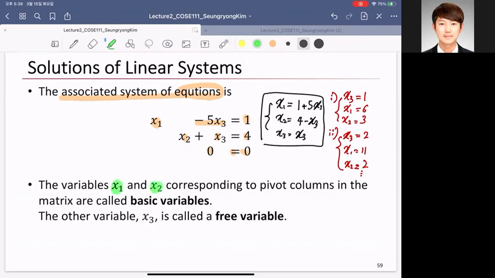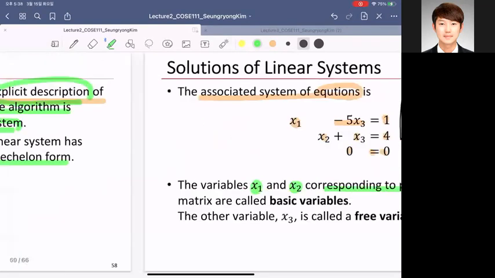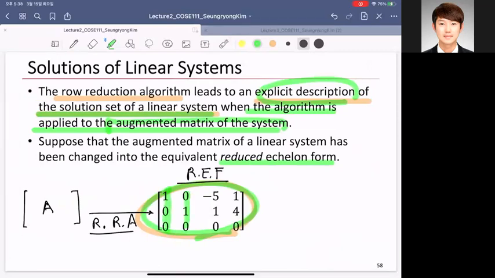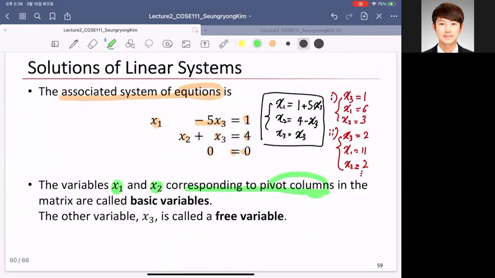Here we will define two more concepts. Variables x1 and x2 correspond to the pivot columns. In this case, the first and second columns were pivot columns. Variables corresponding to the pivot columns in the matrix are called basic variables. And the other variable x3, which does not correspond to a pivot column, is called a free variable. So in this case, x1 and x2 were the basic variables, and x3 was the free variable.